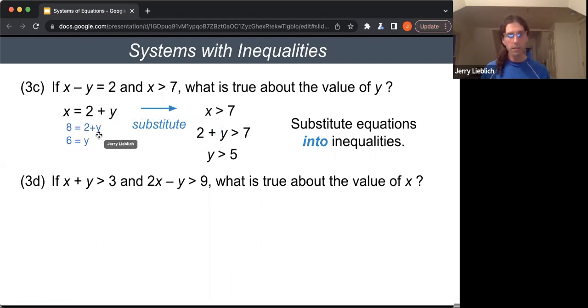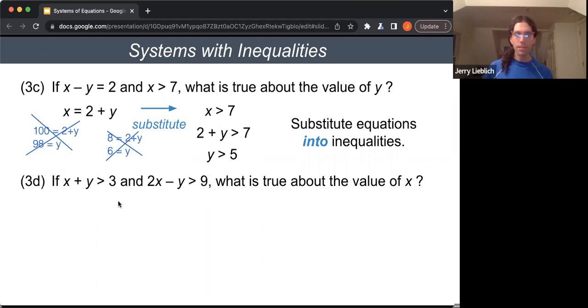All right, cool. But let me pick another number that's bigger than 7. 100. 98 equals y? Y can't be equal to both of these things. Because I'm given a range here, I'm not given an actual value for x, I can't actually do this substitution. This is not allowed. But I can substitute from an equation into an inequality. What that means is, if I have multiple inequalities, I can't substitute.